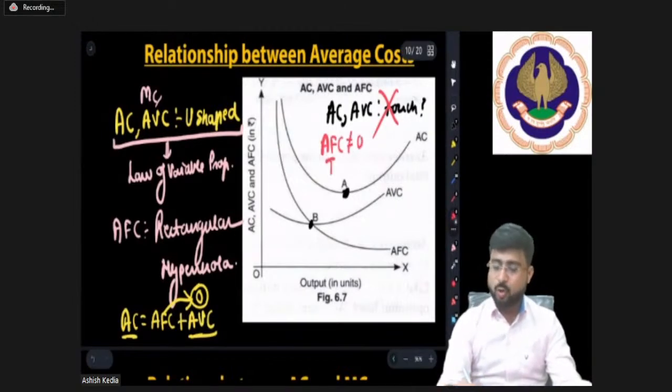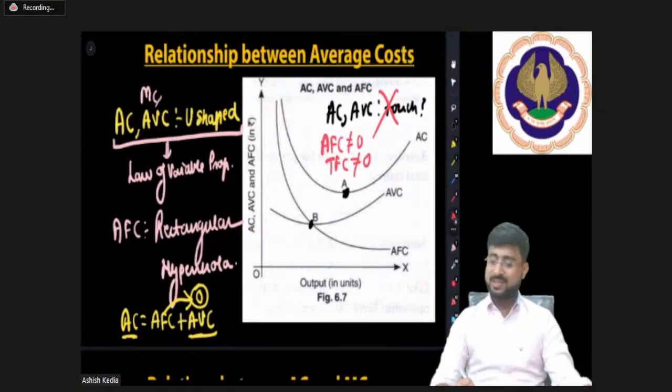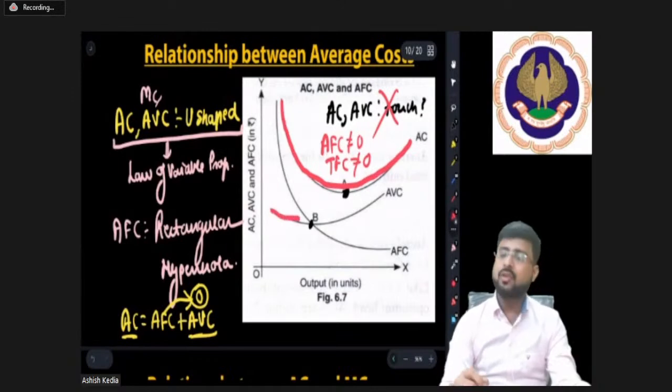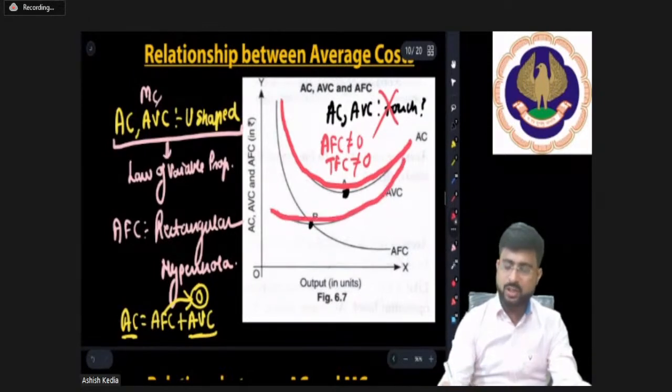Why can AFC not be equal to 0? Because total fixed cost can never be 0, and hence AC and AVC will never touch each other. Yes, it's correct that you see first AC is there and AVC is here, so they are far off from one another. Gradually they come closer and closer.